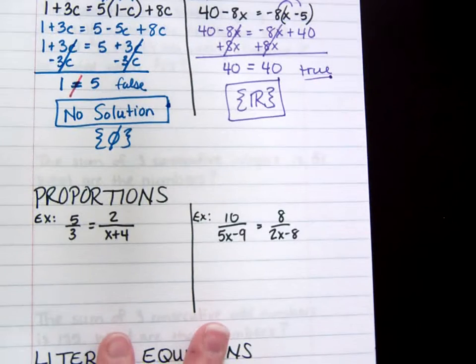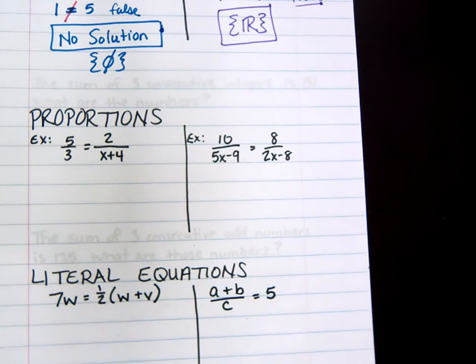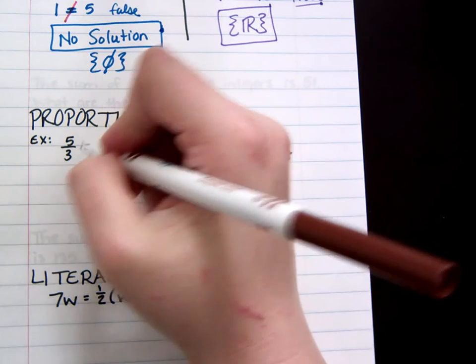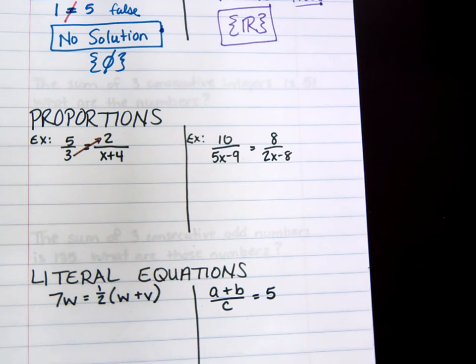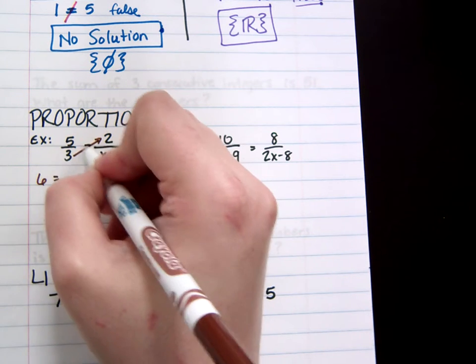Alright, so equations set up like proportions. If an equation is set up like a proportion, fraction equals fraction, you can solve it like a proportion. When you solve a proportion, you cross multiply and divide. Well, the first step on this is also to cross multiply. So 3 times 2 gives me 6. On this side, I'm going to multiply these.